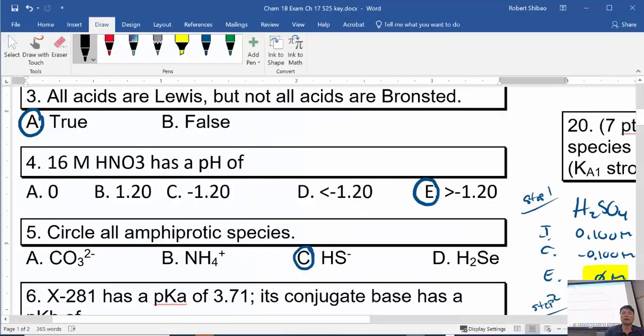So if we have clusters forming, then we expect the concentration of free hydronium to decrease, and therefore the pH should be higher. The pH is measuring the free hydronium.